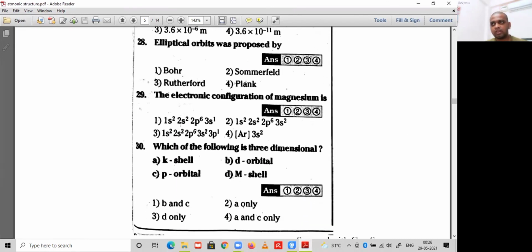Question number 29: the electronic configuration of magnesium. What is the atomic number of magnesium? Magnesium has the atomic number 12. The electronic configuration is 1s2, 2s2, 2p6, 3s2, that is neon 3s2, which is the correct option. So option 2 is the correct option.